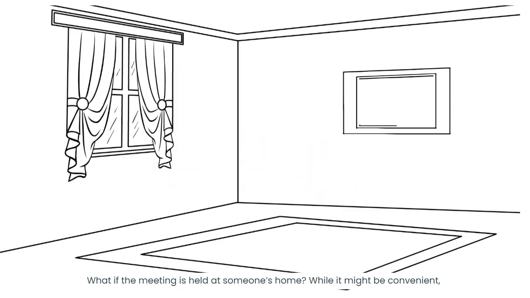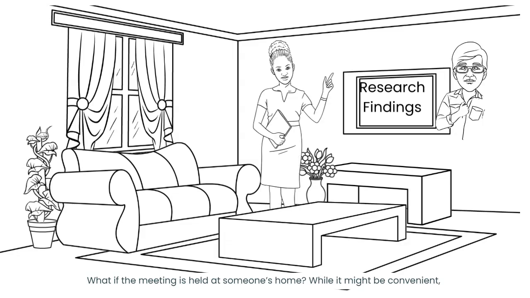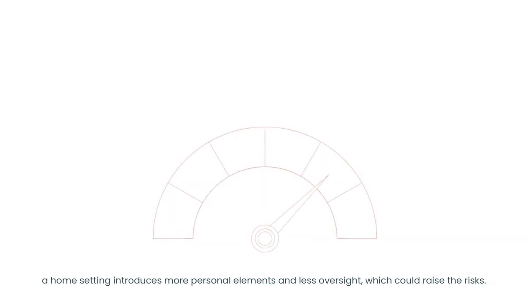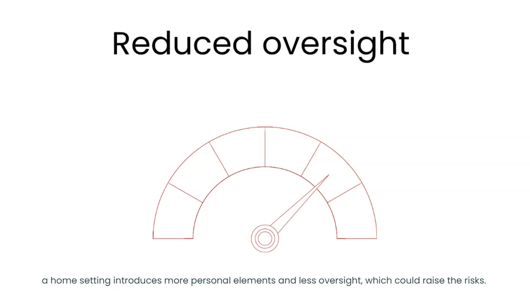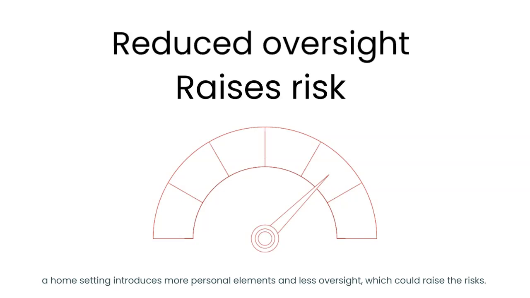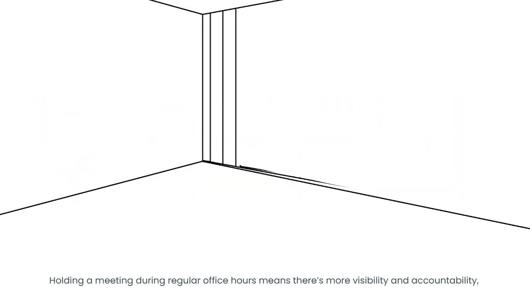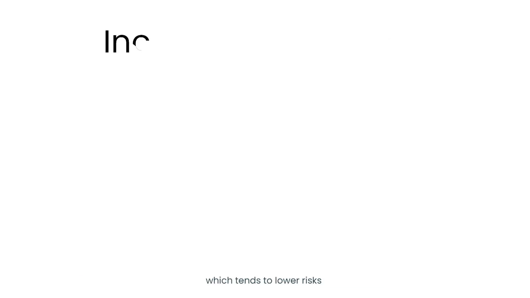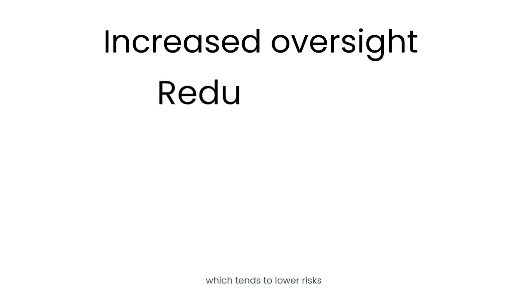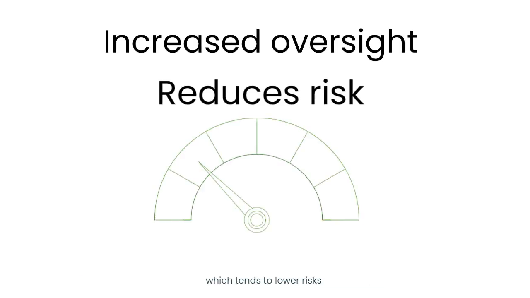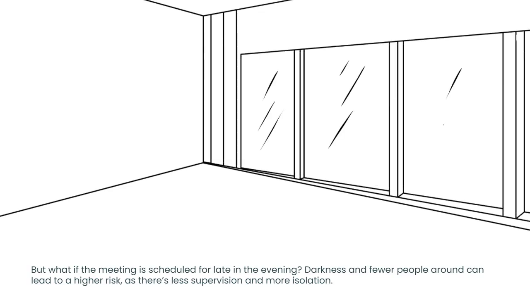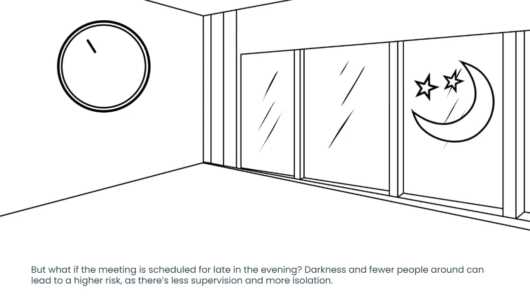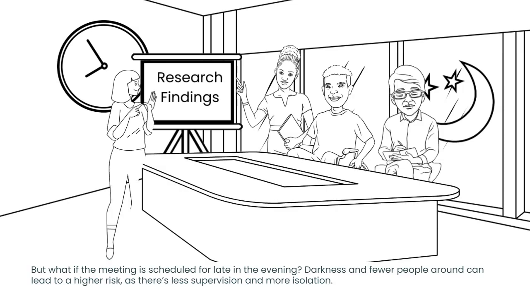What if the meeting is held at someone's home? While it might be convenient, a home setting introduces more personal elements and less oversight, which could raise the risks. When is also crucial. Holding a meeting during regular office hours means there's more visibility and accountability, which tends to lower risks. But what if the meeting is scheduled for late in the evening? Darkness and fewer people around can lead to a higher risk, as there's less supervision and more isolation.